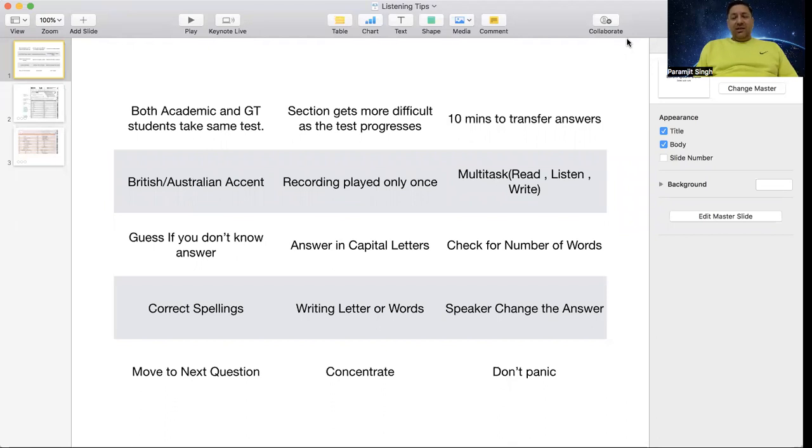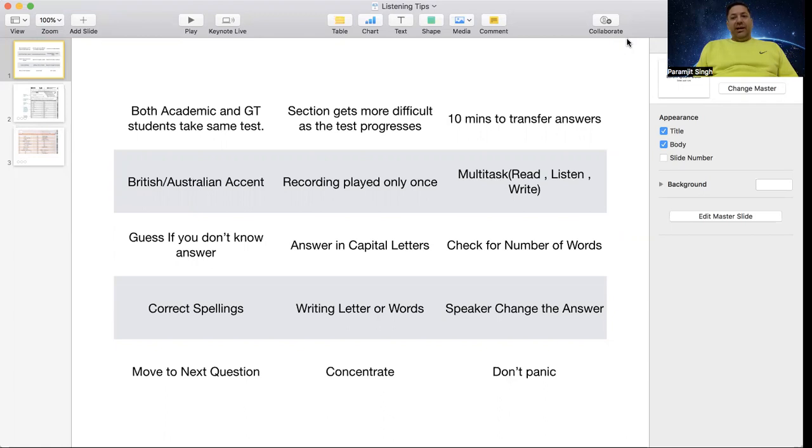Now, the accent used in the IELTS listening test is mostly British or Australian when the speakers are speaking on the recordings. And for spellings, you have to follow American or British spelling. Okay, fine. One more thing, the recording is played only once.